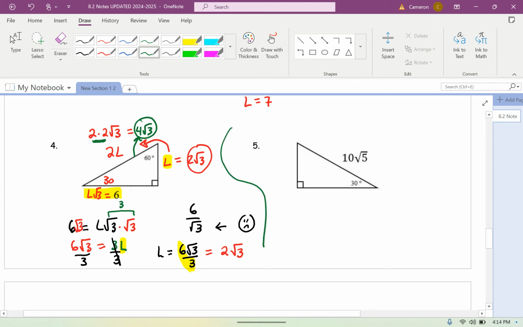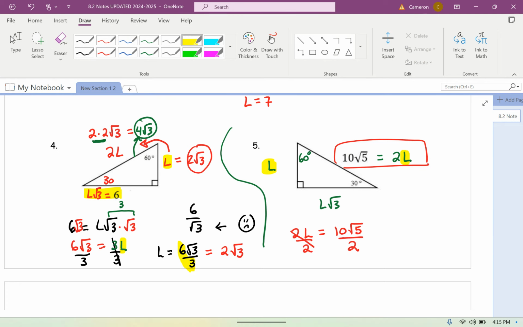For number 5, we have a 30 and a 90. In order to add up to 180, the top angle has to be a 60. Across from 30 is L. Across from 60 is L times rad 3. And my hypotenuse is 2 times L. So in this one, the hypotenuse is my starting point. I want to get L by itself. I have 2 times L equals 10 rad 5. To get L by itself, I'm going to divide by 2.